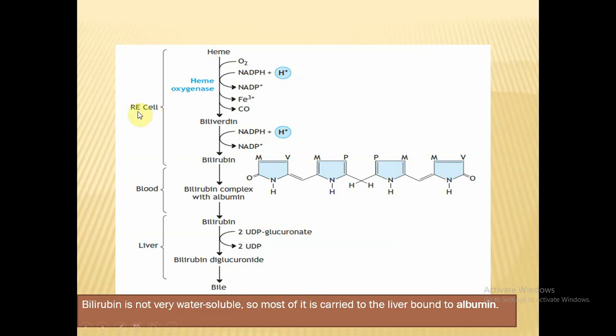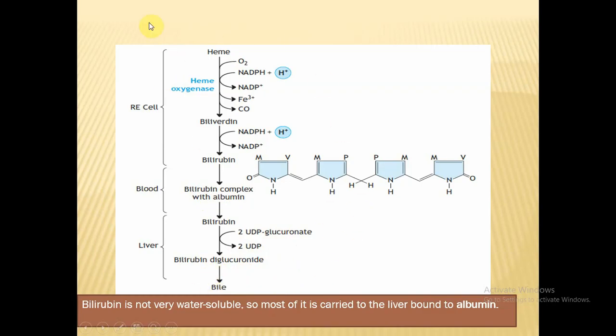Heme, in the reticuloendothelial system, is acted upon by heme oxygenase. It's converted to biliverdin. Biliverdin is acted upon by reductase to form bilirubin. Bilirubin is complexed with albumin and brought to the liver. Then this bilirubin is conjugated with UDP glucuronate to form bilirubin diglucuronide, which is excreted through bile into the second part of the duodenum.